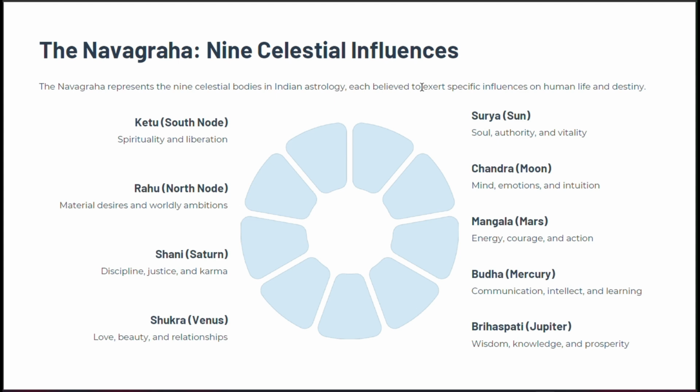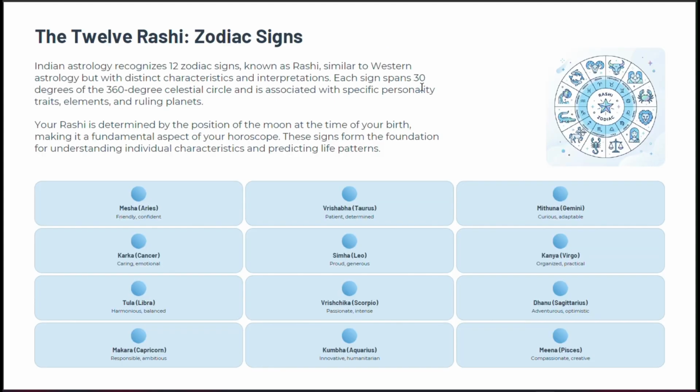Saturn, that is Shani, is associated with discipline and karma. Rahu and Ketu are considered shadow planets connected with material desires and spirituality. These planetary influences are believed to shape human experiences and personality. Next comes the 12 Rashis.